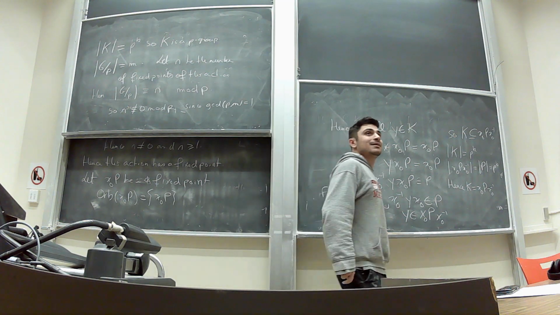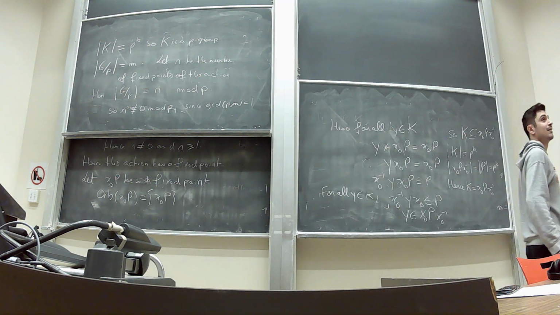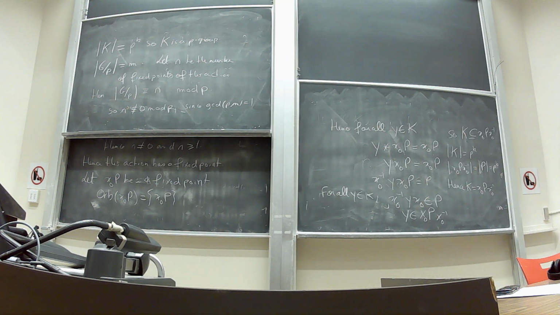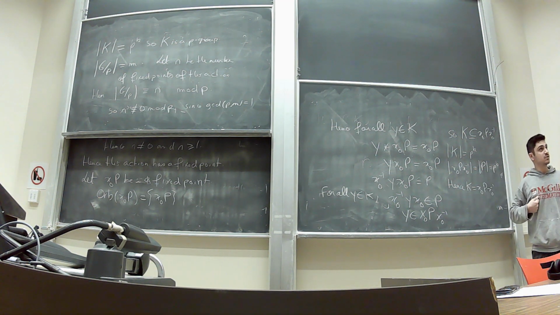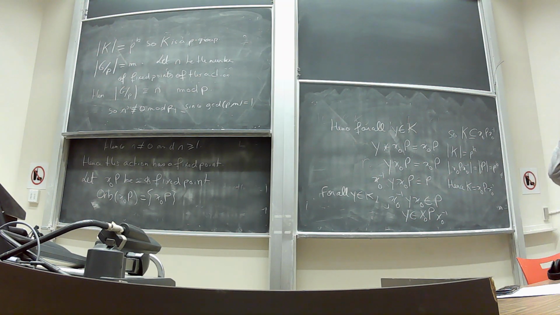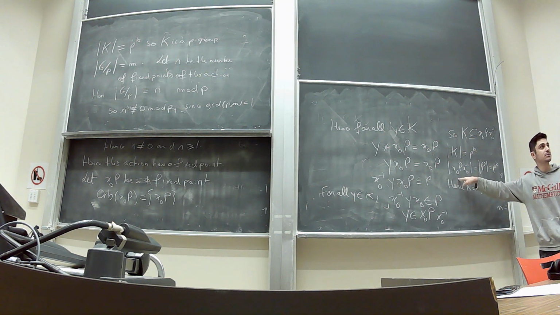Can you just clarify why x0 P x0 inverse is the same size as P? Very good question. Conjugation by x0 is an isomorphism. Look at the previous page. It is an isomorphism, right? So this is the image of P under conjugation, and they have the same size.